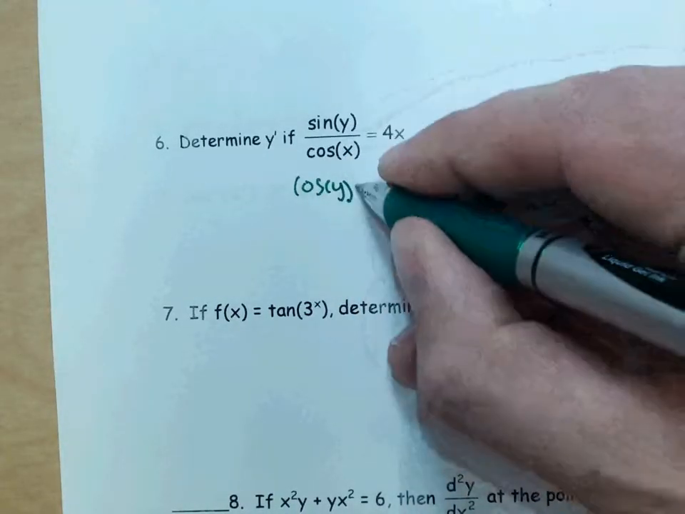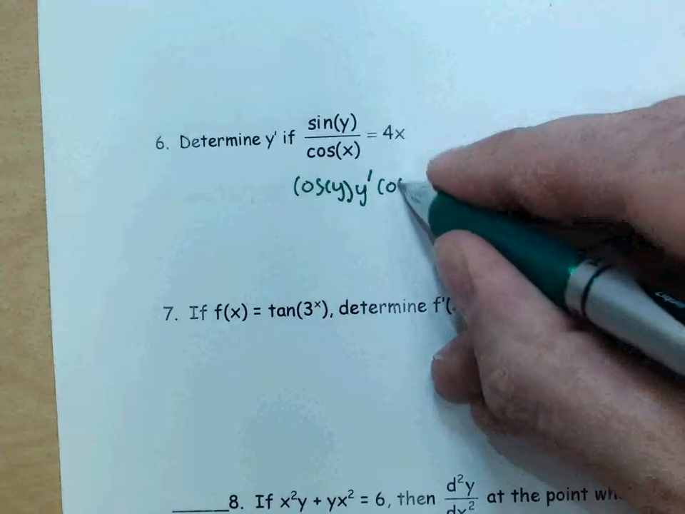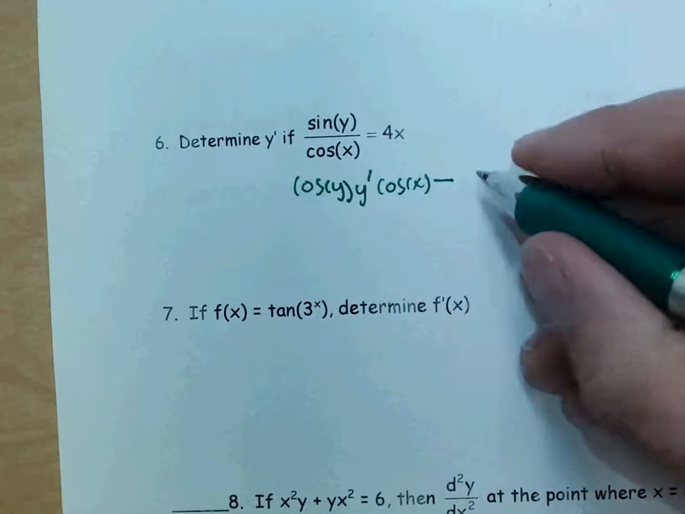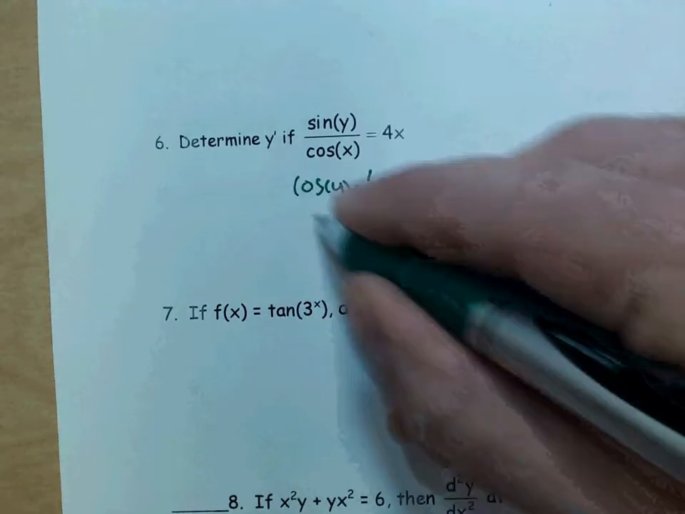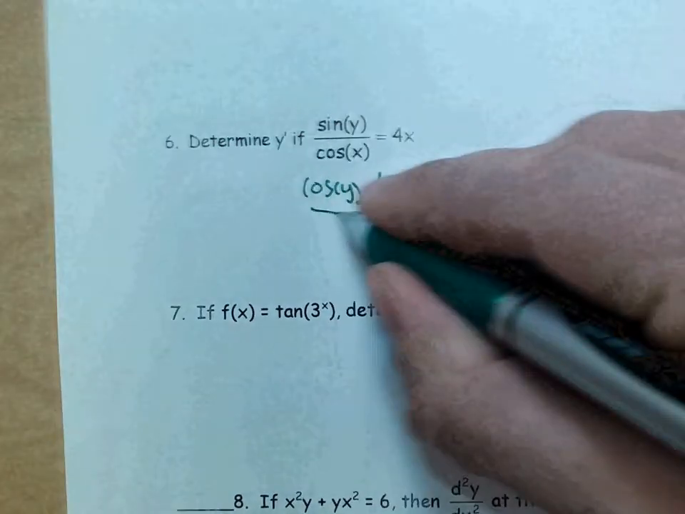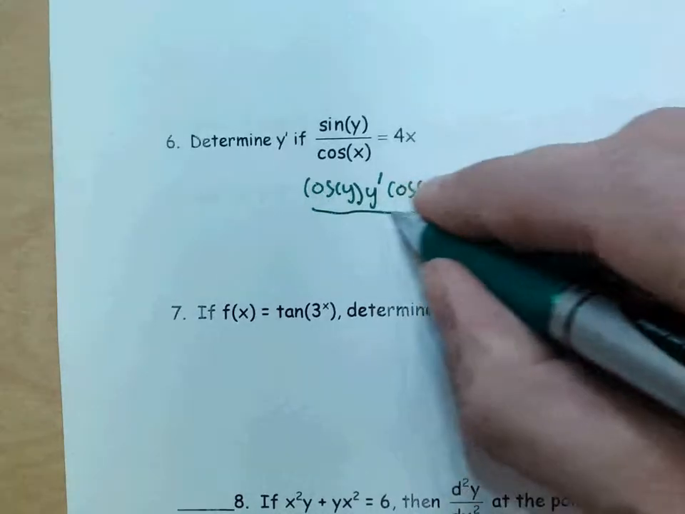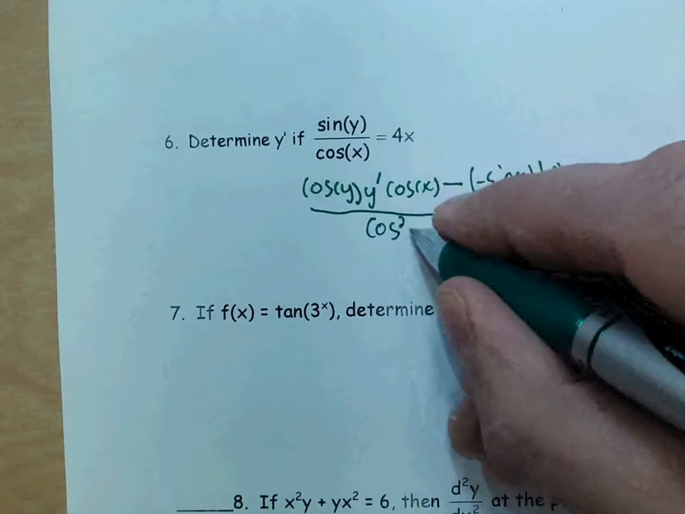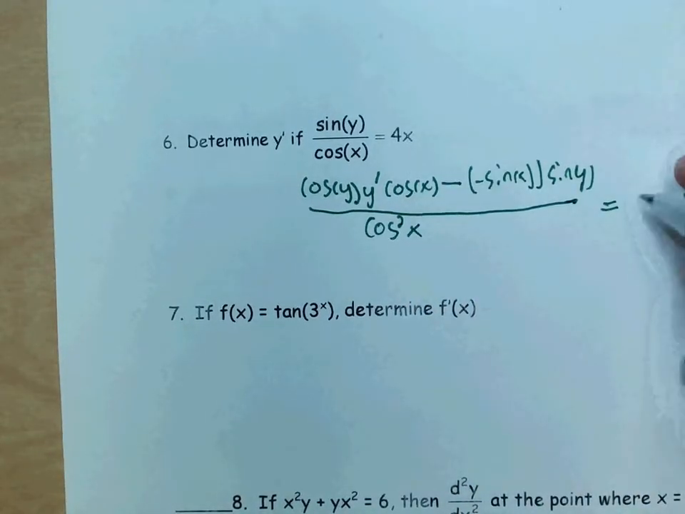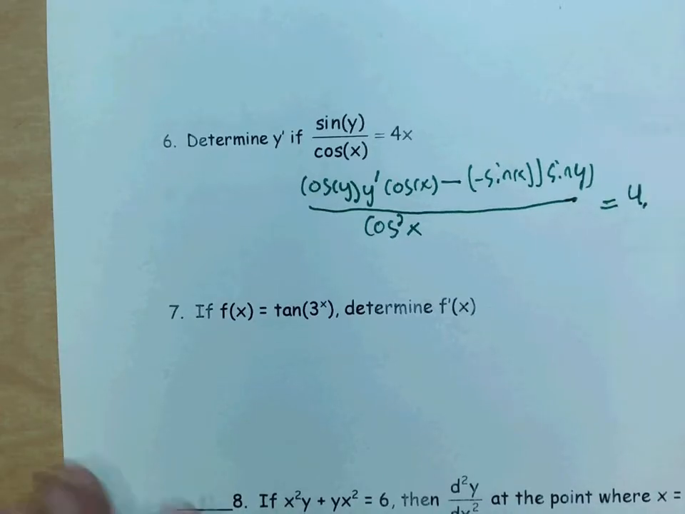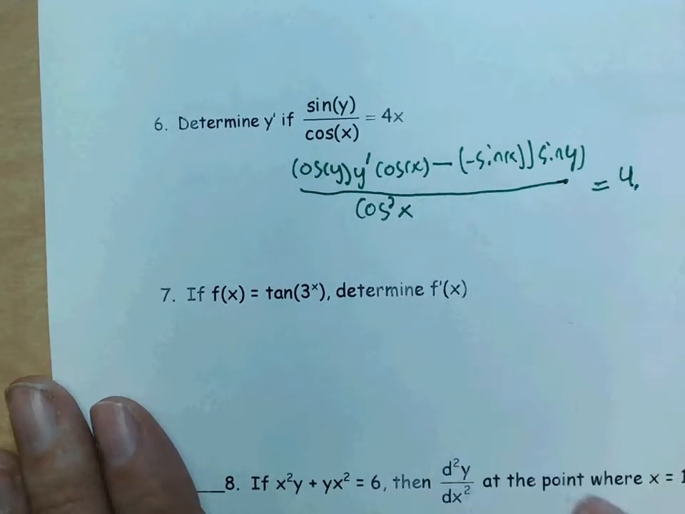where we do the derivative of the top. This is a quotient rule, so it's the derivative of the top, which is cosine of y, times the derivative of the inside, which is y prime, derivative of the top times the bottom, minus the derivative of the bottom, which is negative sine of x, times the top left alone, all over the bottom squared, equals, over here we get 4, just 4. The derivative of 4x is just 4.